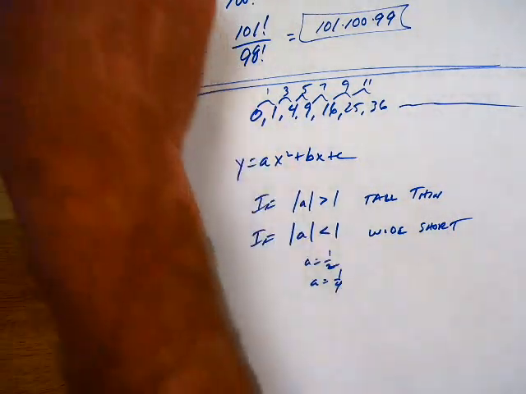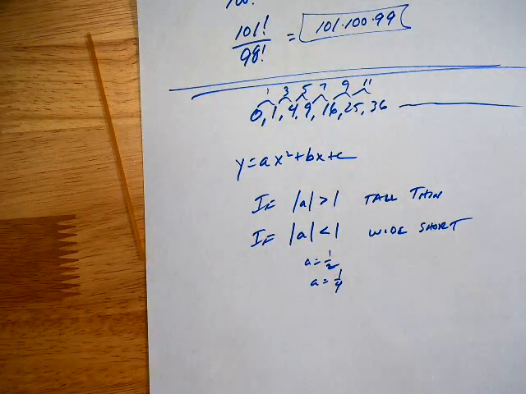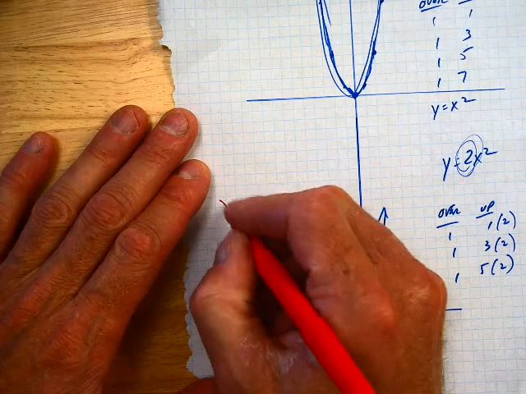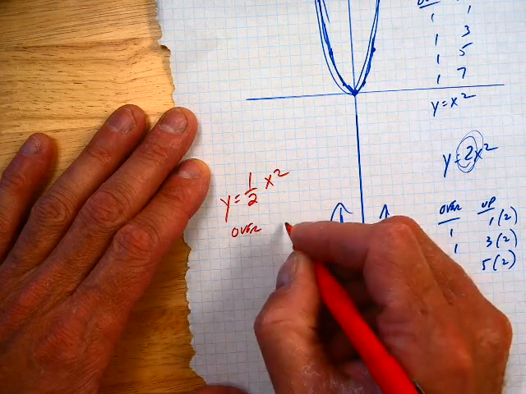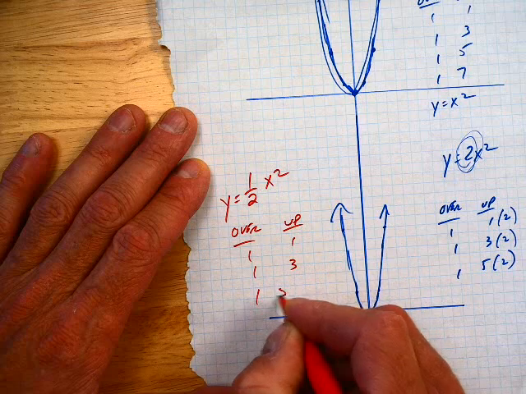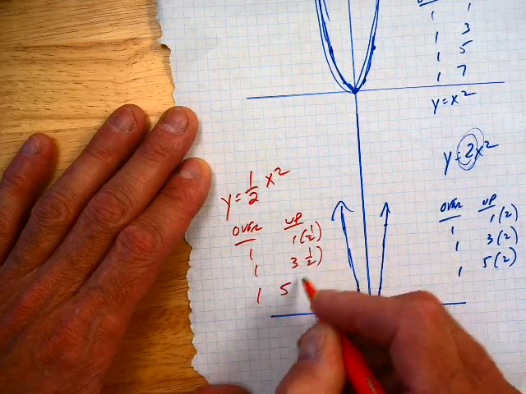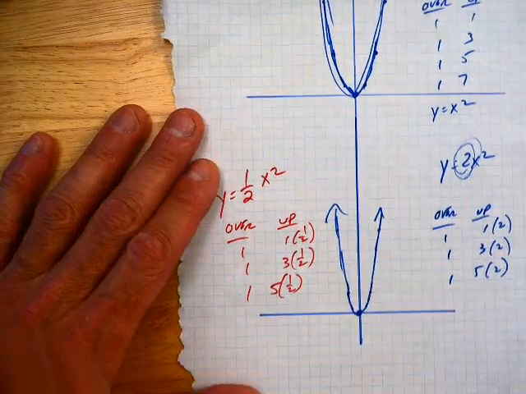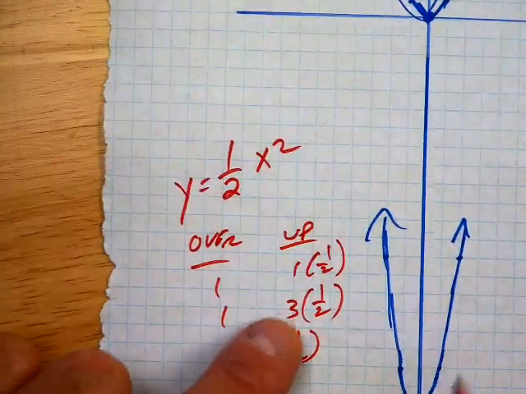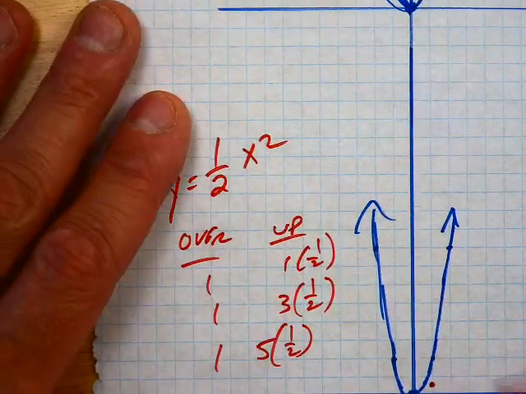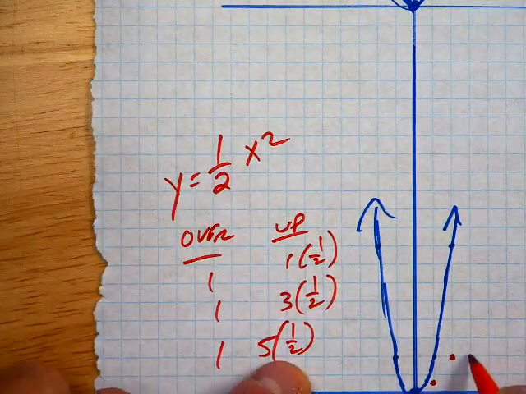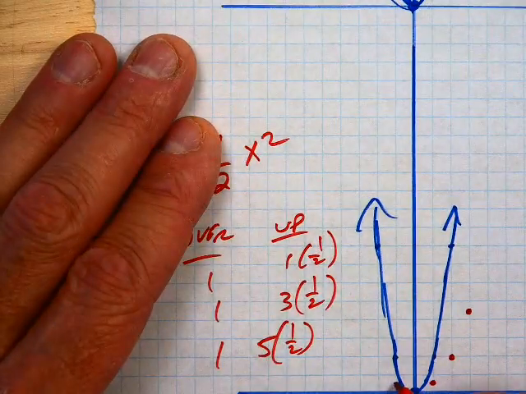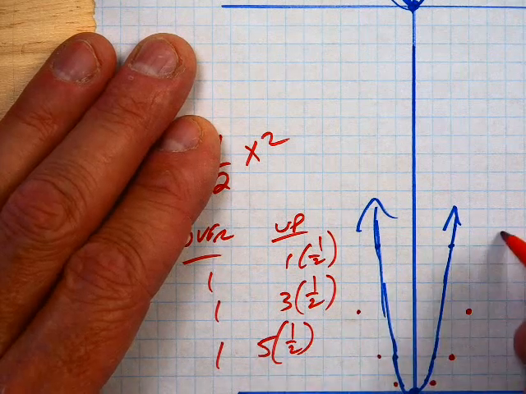So if I would go back to this other graph, and instead of doing times 2, let's do another example over here on the same graph. Let's go y equals 1 half x squared. So my over and my up, 1, 1, 1, 3, 1, 5, it's going to be going up half as much each time. Okay, so let's zoom in on this a little bit. I'm going to go over 1, up a half. From that point, over 1, up 3 halves, or 1.5. From that point, over 1, up 5 halves. And then I could take those points and reflect them over, and then I've got something that looks like this.